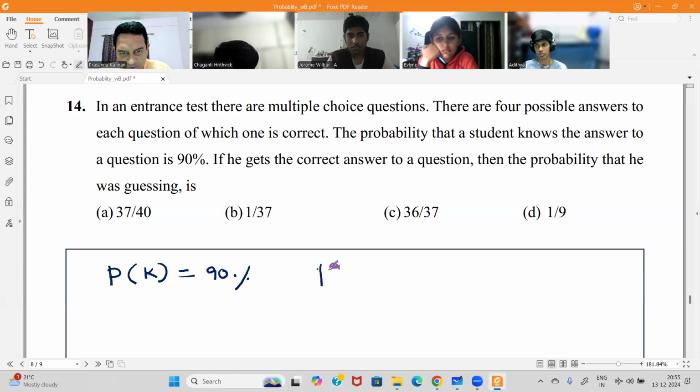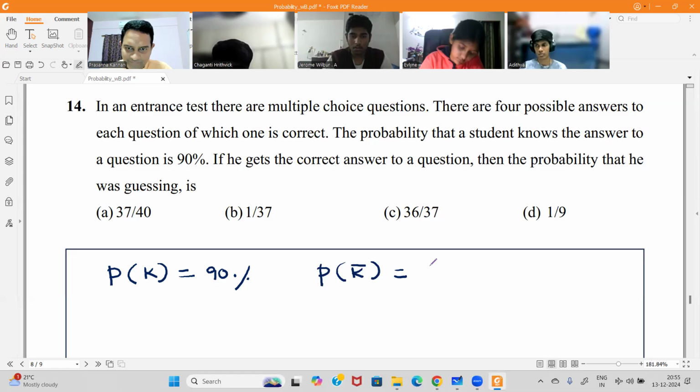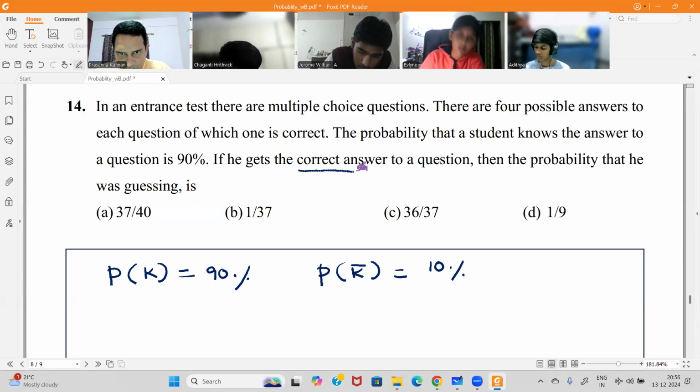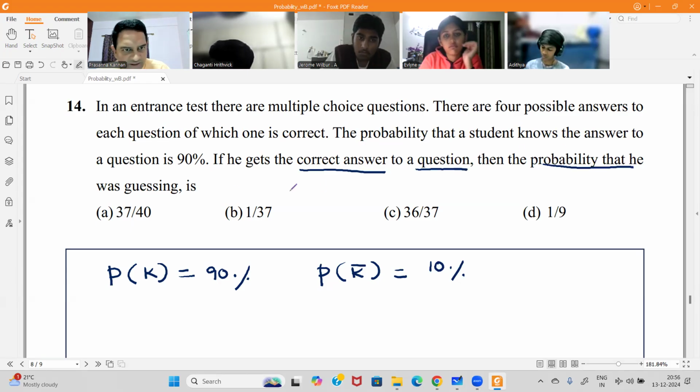That means what is the probability that he does not know the answer to a given question? Yes, Evelyn? Sir, 10%. Exactly. He knows with probability 90%, he does not know it is 10%. If he gets the correct answer to a question, what is the probability that he was guessing the answer? Right? Okay.